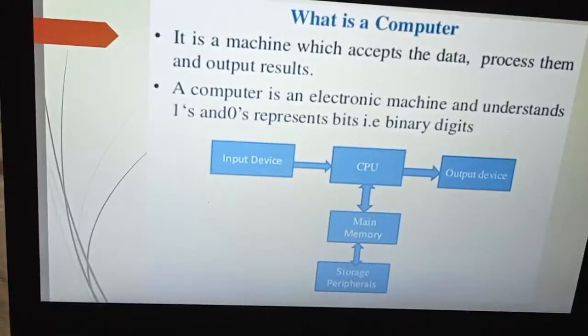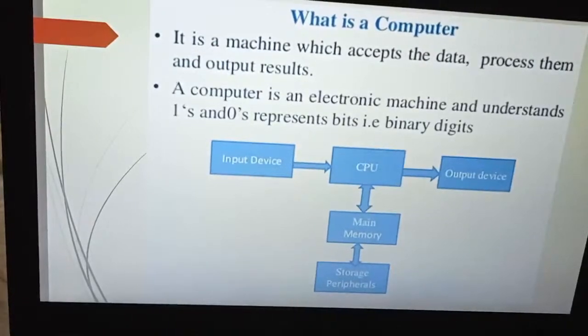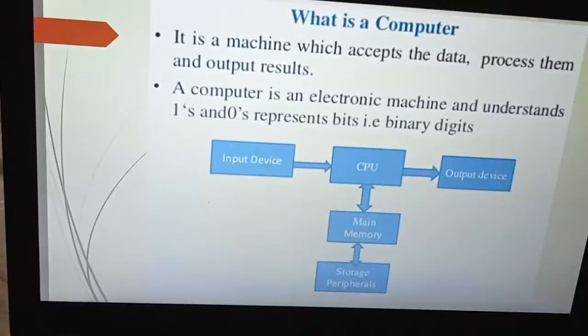A computer is an electronic machine which understands machine language, that is zeros and ones. A bit represents binary, the abbreviation for binary digit. It is the smallest data unit in a computer digital system. It holds either zero or one.